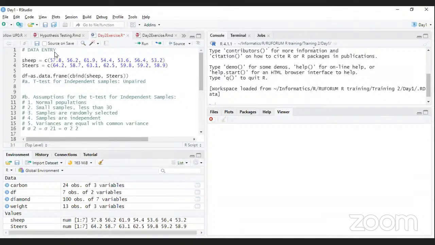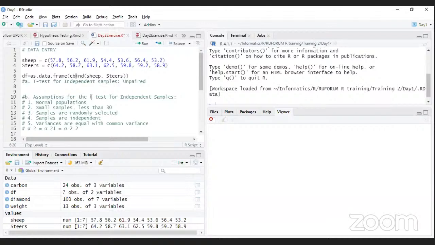So I was saying I started by doing data entry, where I entered data for sheep and for steers. Then I had to convert this data into a data frame using the as.data.frame function. Then I bound the two vectors together, the one for sheep and the one for steers, using the cbind function. So that was the first thing I did.